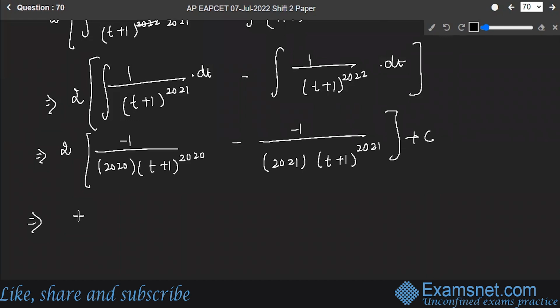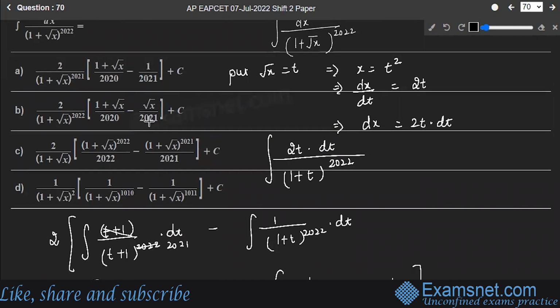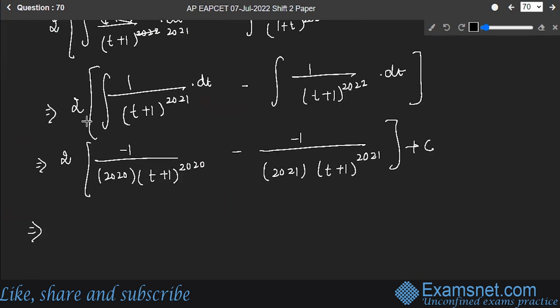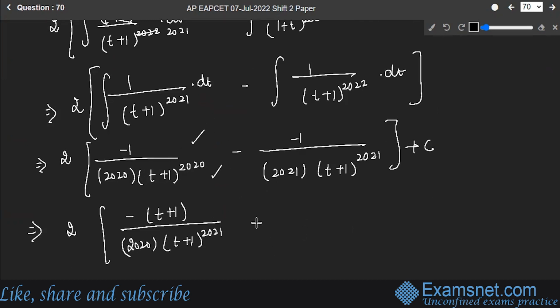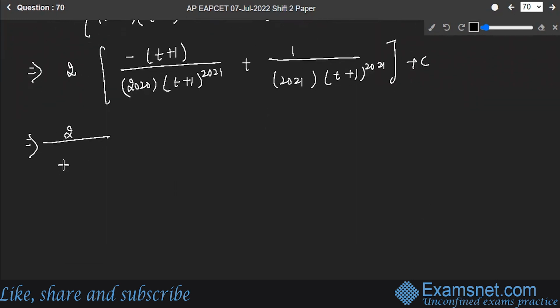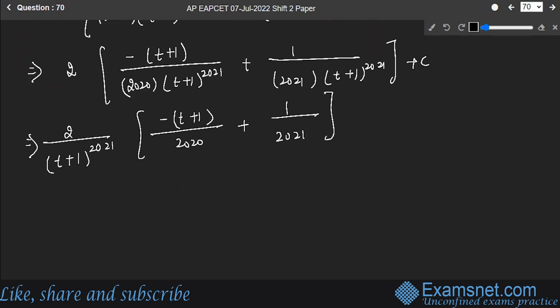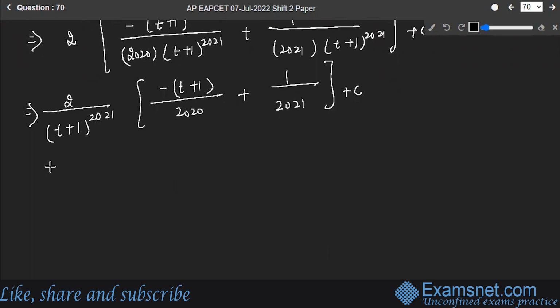Now, let's look at the options also. So, I have something in the options, which is x raised to, over here, I'm having 2021 and 2022. So, what I'll do is now, I'll take 2 outside and I can write down t plus 1 over here. And this will be 2020 whole multiplied by t plus 1. One power will be raised because I'm multiplying the numerator and the denominator by t plus 1, plus 1 upon 2021 into (t plus 1) raised to power 2021 plus some c. Now it will be 2 upon (t plus 1) raised to power 2021 minus (t plus 1) upon 2020 plus 1 upon 2021 plus some c. So, let's fill in because we are done with the question.